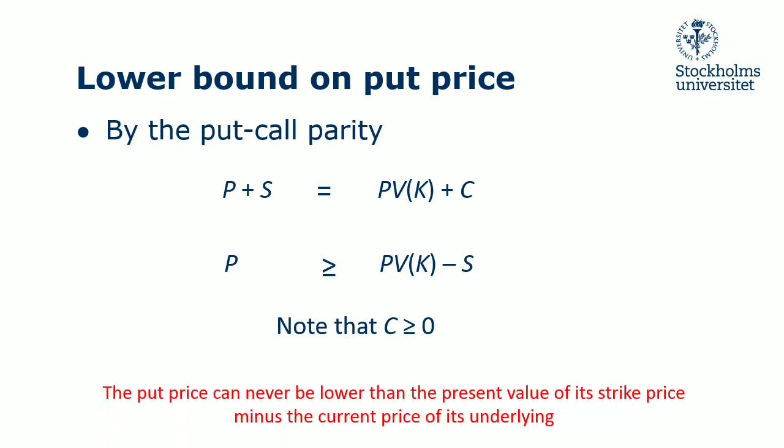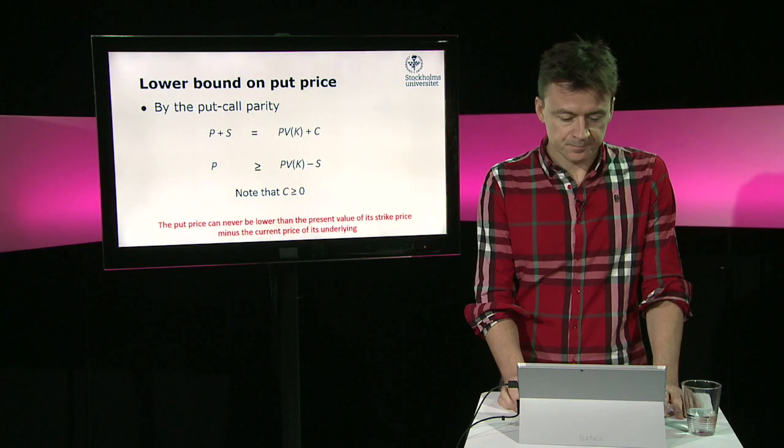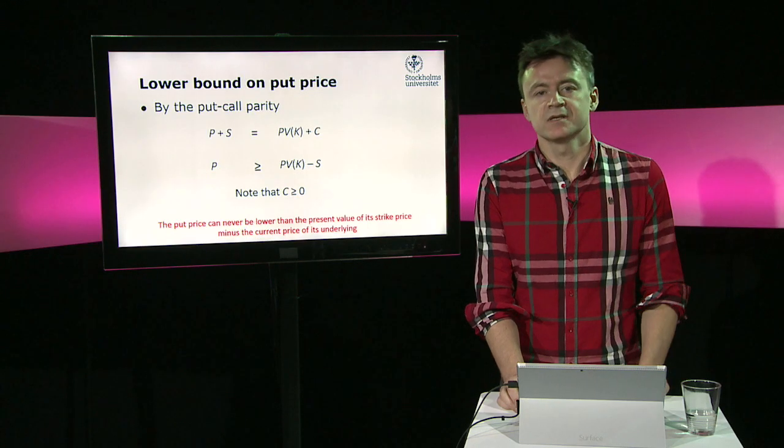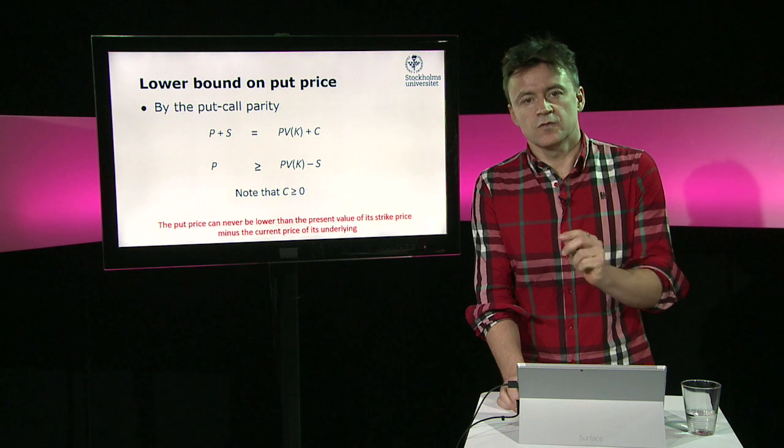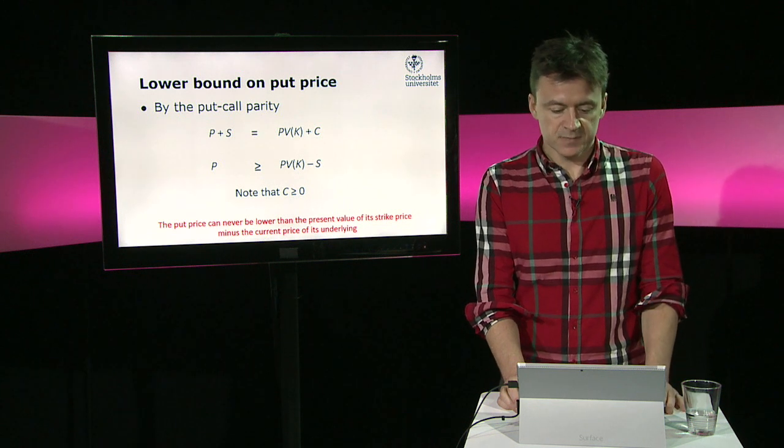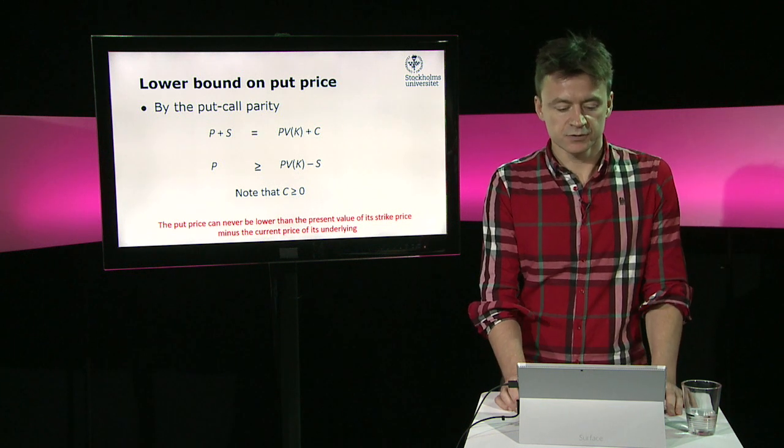And thus, from this we learn that the put price can never be lower than the present value of its strike price minus the current price of its underlying, the stock or whatever the underlying is. That gives us a minimum value for a put option. Let's see what a minimum value for a call option should be.